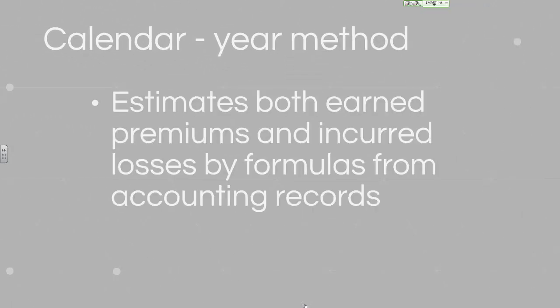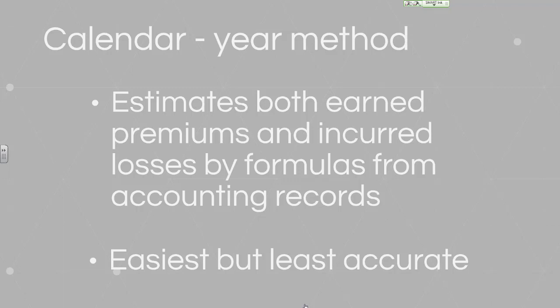The calendar year method estimates both earned premiums and incurred losses by formulas from accounting records. This is the easiest to calculate, but the least accurate. Let's look at an example of how accounting records are used to collect data under the calendar year method.